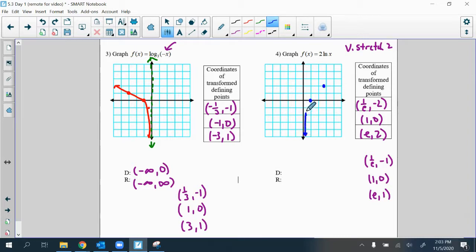So notice that this graph is just getting stretched vertically by a factor of 2. This does not change my domain and range at all. So if I multiply the range of an exponential function by 2, that doesn't really change anything, because -infinity to infinity times 2 does nothing to that.